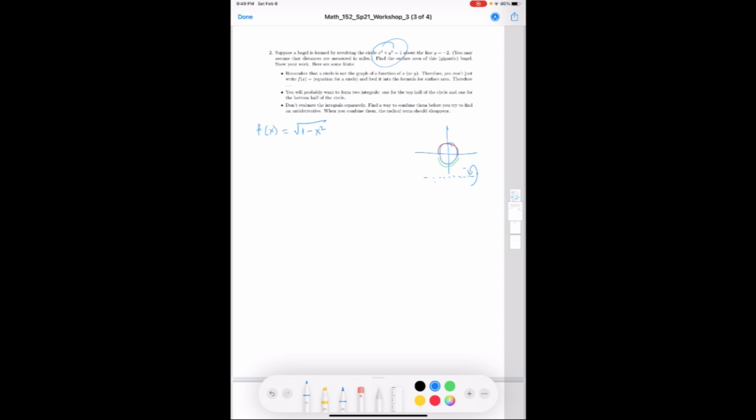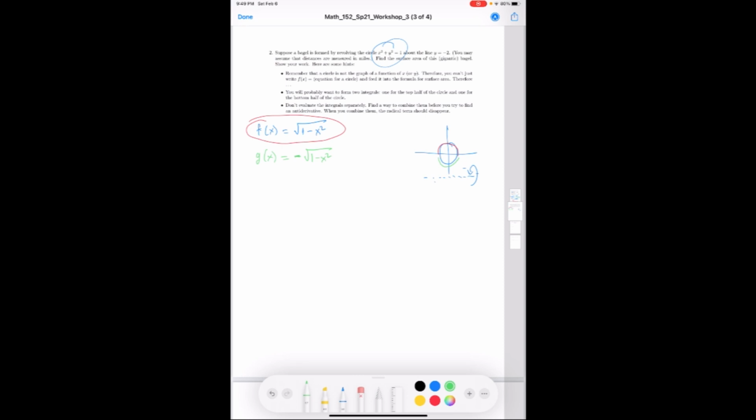That's just solving for y in terms of x. That gives the red part of the function. Let me circle it. I should have written it in red. The bottom part of the function, which is in green, we'll call g of x, and that's going to be negative the square root of 1 minus x squared.